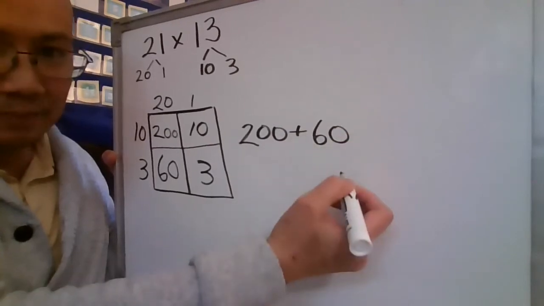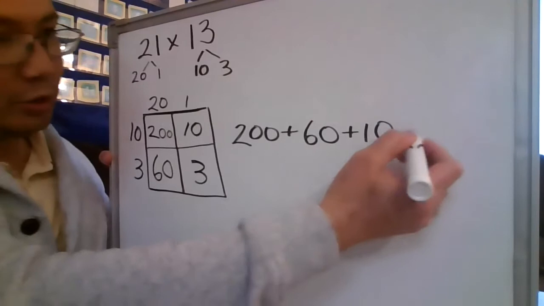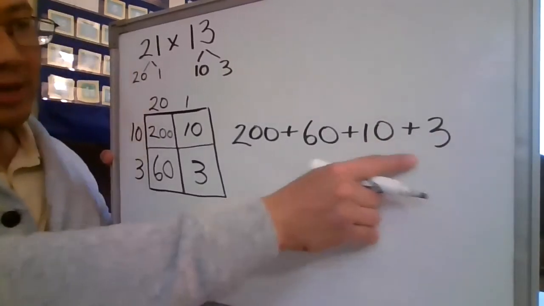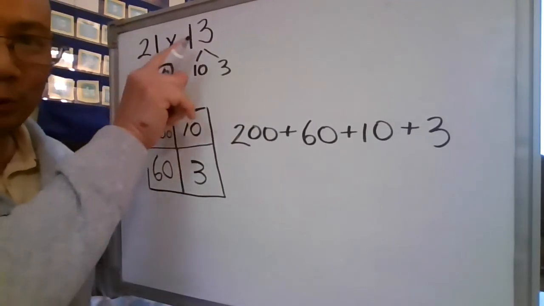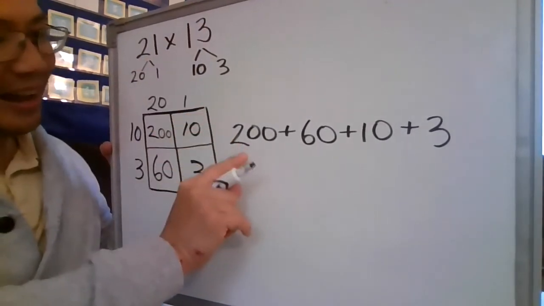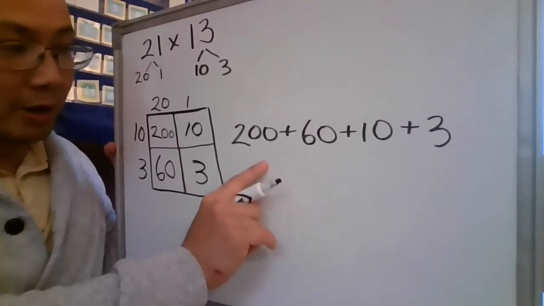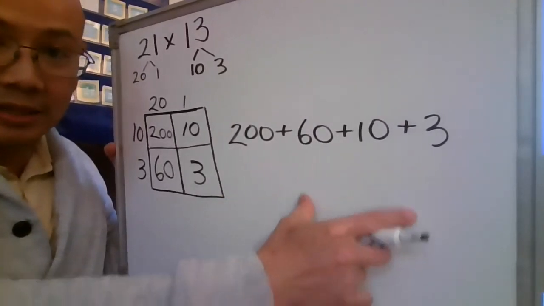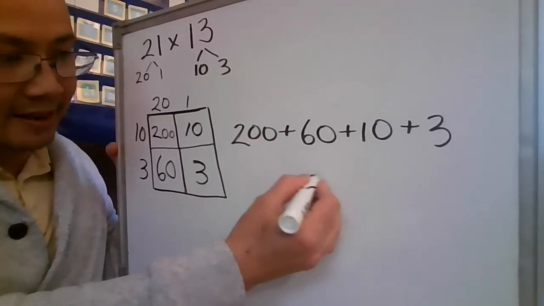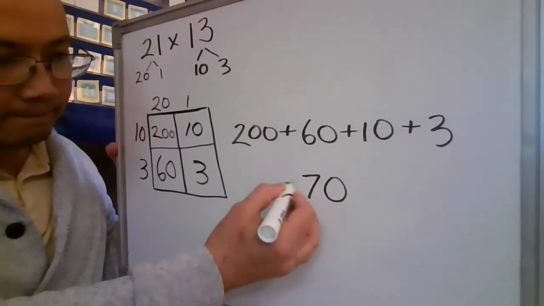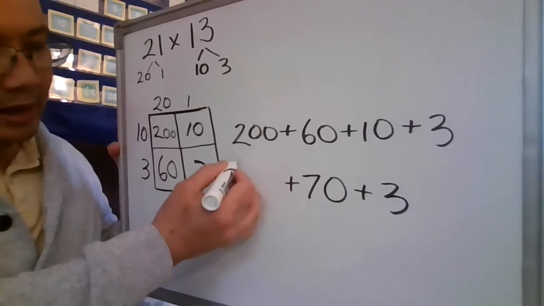200 plus 60, 200 plus 10, 200 plus 3. Multiplication means I add many times. So if I were to rearrange 21 times 13, it would be like this. This is all the numbers inside it. Now I'm going to add and condense the numbers, make them smaller. 60 plus 10 is 70. Bring the 3 down. Now I have 200.